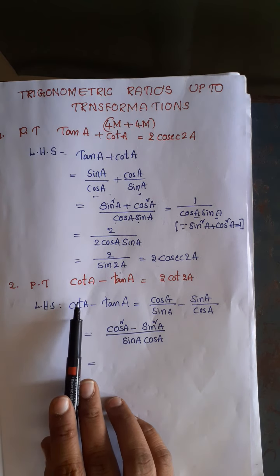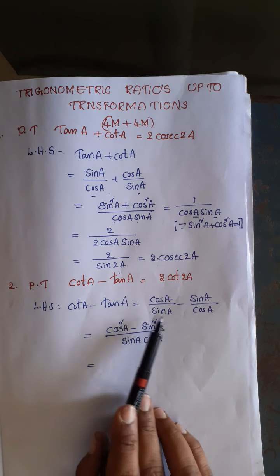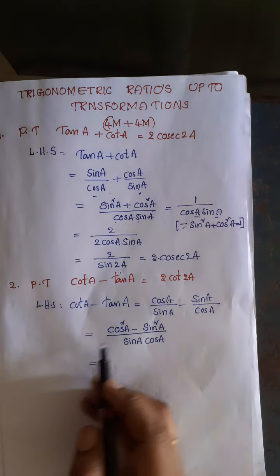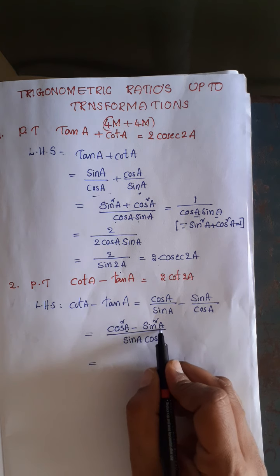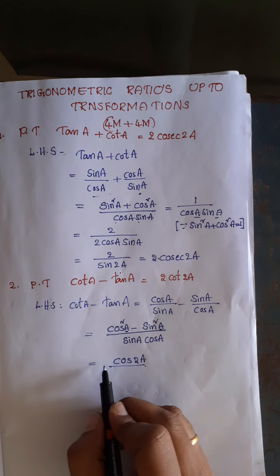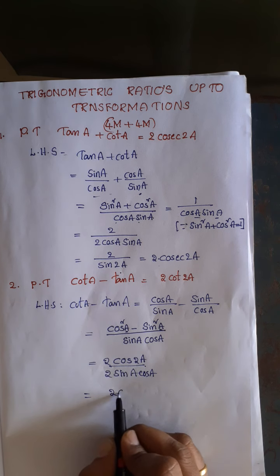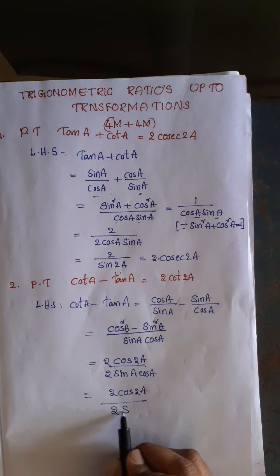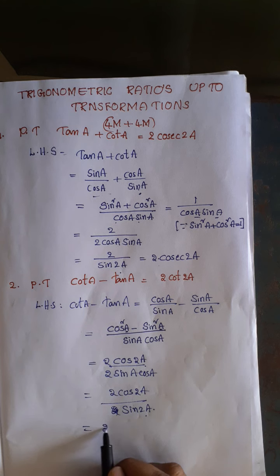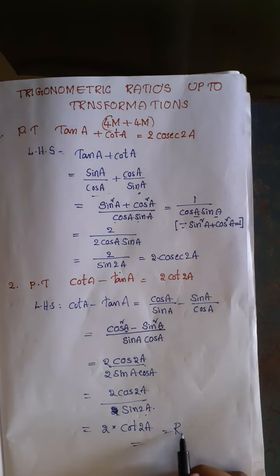Similar question we have: cot A minus tan A. Cot A is cos A by sin A. Tan A is sin A by cos A. Take the LCM again: cos square A minus sin square A by sin A cos A. See, cos square A minus sin square A, same angle here. This is nothing but cos 2A. If I multiply with 2 and divide with 2 in sin A cos A, what do I get here? 2 cos 2A by 2 sin A cos A. 2 sin A cos A itself is sin 2A. So 2 into cos 2A by sin 2A is 2 cot 2A. Hence the answer. This is RHS.